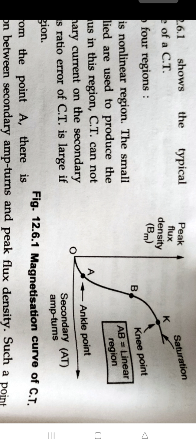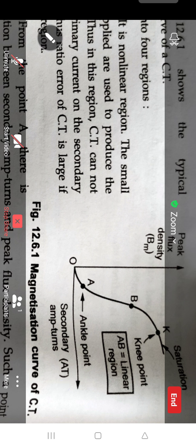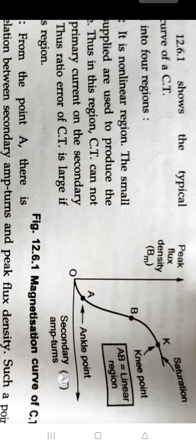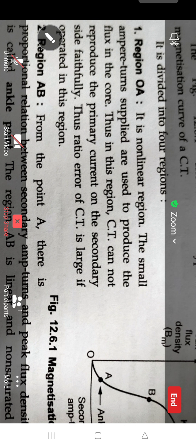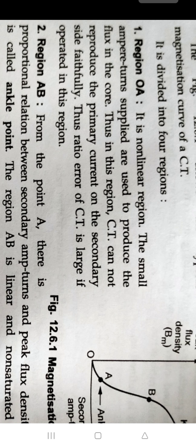So it is divided in 4 regions. You can say O to A, A to B, B to K, and after that saturation. So here as we can see, first we will see region O to A. It is a non-linear region. The small ampere turns supplied are used to produce the flux in the core. In this region CT cannot reproduce the primary current on the secondary side faithfully. Thus, ratio error of CT is large if operated in this area.